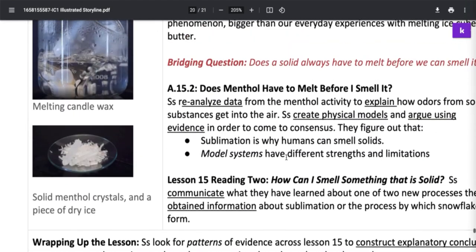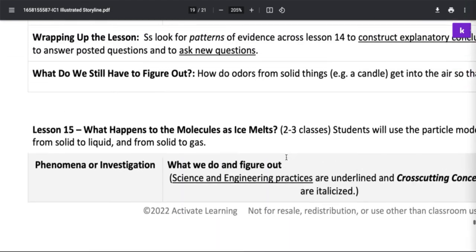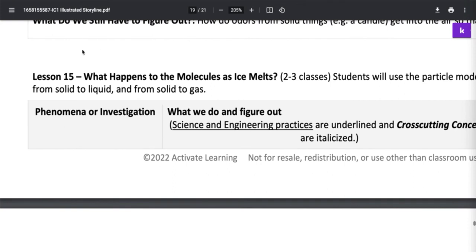But I've always ended the unit here at 15 as my final assessment, where I talk about how do we smell things from a distance, and make models that explain what's going on and how that works.